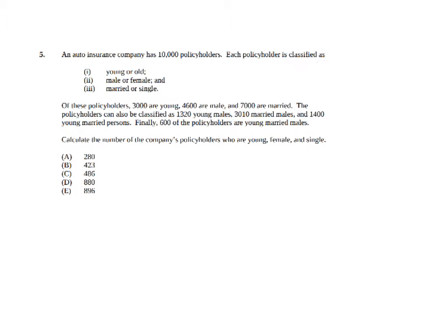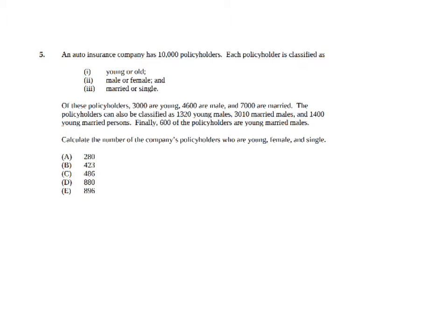An auto insurance company has 10,000 policyholders. Each policyholder is classified as young or old, male or female, and married or single. Of these policyholders, 3,000 are young, 4,600 are male, and 7,000 are married. The policyholders can also be classified as 1,320 young males, 3,010 married males, and 1,400 young married persons. Finally, 600 of the policyholders are young married males.